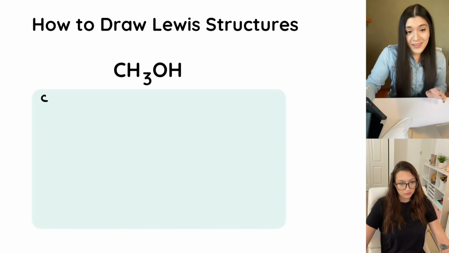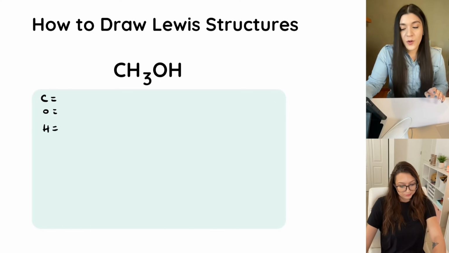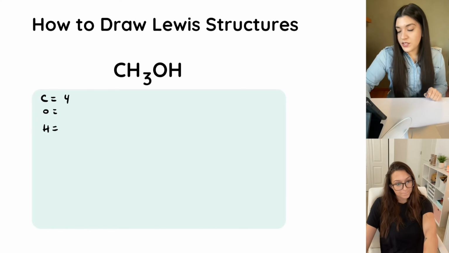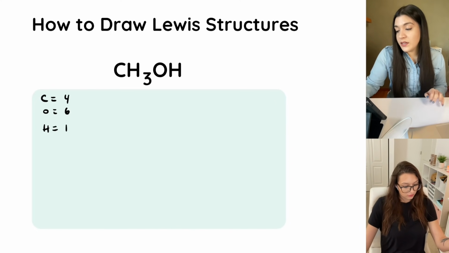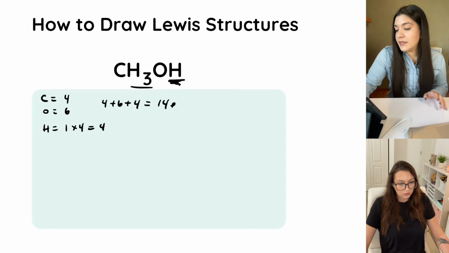But before I do that, I have to figure out how many valence electrons there are in total. So carbon has how many valence electrons? 4. Good. What about oxygen? 6. Perfect. And then hydrogen we know has 1. Don't forget about actually counting them all. So this is 3 plus an additional 1 at the end. So there are 4 hydrogens. 1 times 4 is 4. We'll add everything up. 4 plus 6 plus 4 gives us 14 electrons.